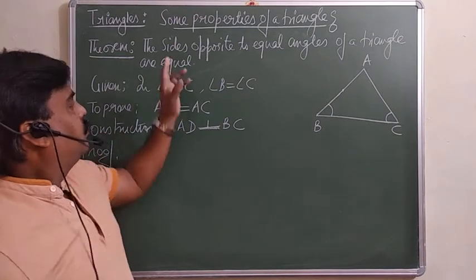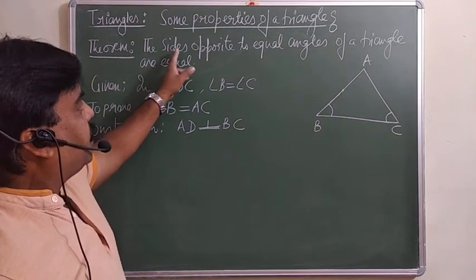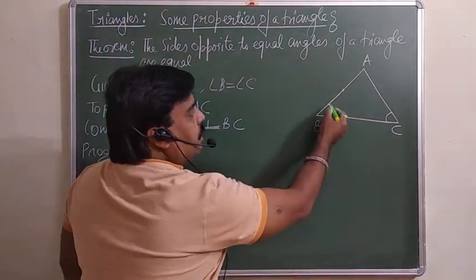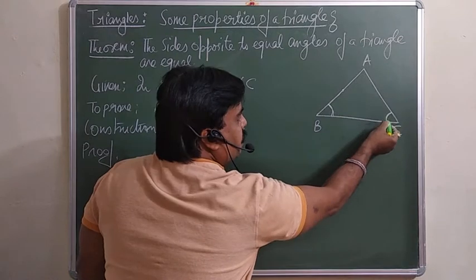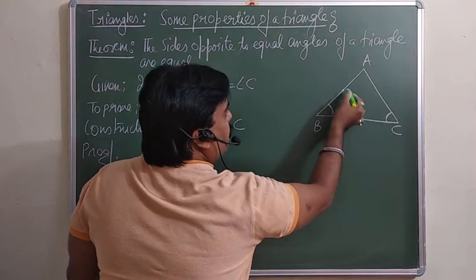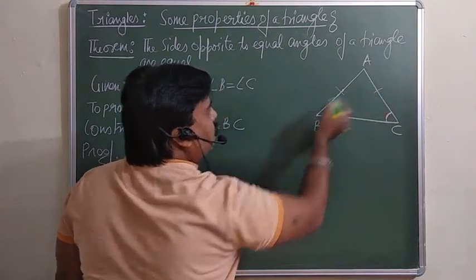Yes, now the second theorem is there. The sides opposite to equal angles. This angle B is equal to angle C is given. Angle B is equal to angle C is given. We are supposed to prove that AB will be equal to AC.